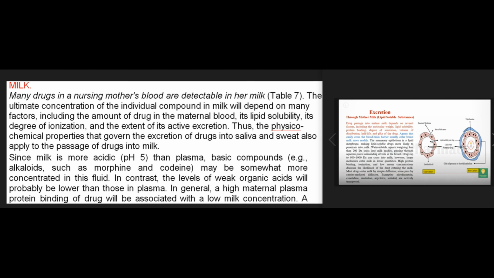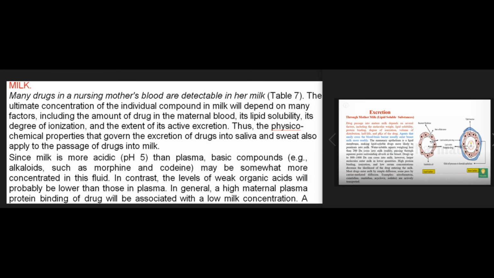The ultimate concentration of the individual compound in milk will depend on many factors, including the amount of drug in the maternal blood, its lipid solubility, its degree of ionization, and the extent of its active excretion. Thus, the physicochemical properties that govern the excretion of drugs into saliva and sweat also apply to the passage of drugs into milk. Since milk is more acidic, pH 5, than plasma, basic compounds, for example alkaloids, such as morphine and codeine, may be somewhat more concentrated in this fluid. In contrast, the levels of weak organic acids will probably be lower than those in plasma.